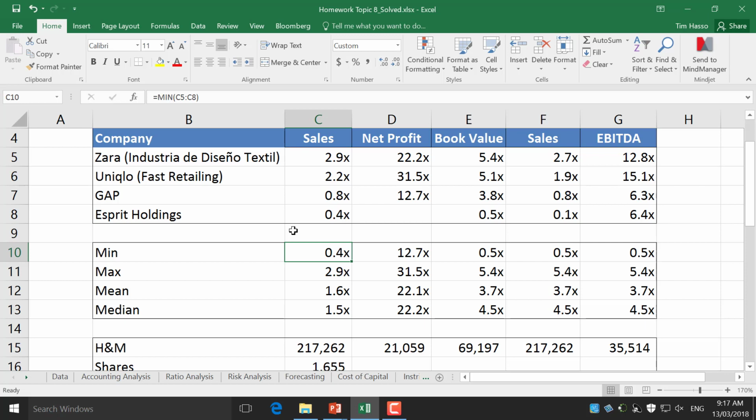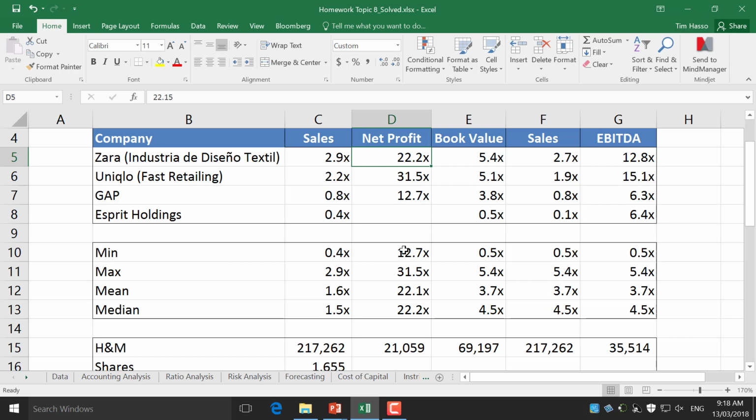But technically speaking, sales doesn't really tell you much about how much is left at the end of the day to give to the investors. So the sales multiple might not be that relevant. Generally speaking, the net profit multiple will probably be the most valuable one to use in this case. And there we can see three multiples ranging from 12 to 20, even 31.